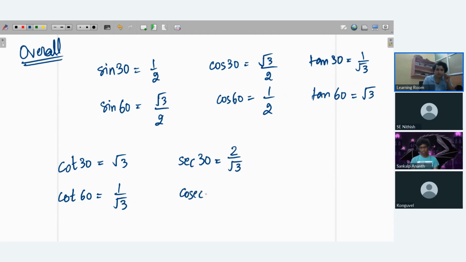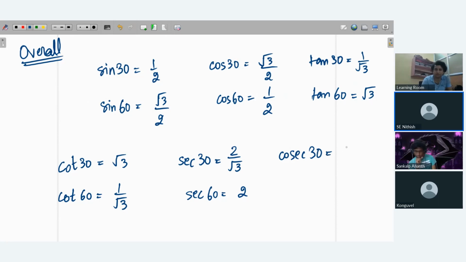Cosec 30? It's 2. Cosec 60? 2 by root 3. Same thing, sir. Okay. 2 by root 3. And if I say sec 60, sir, it is 2. Very good. Cosec 30 is 2 and cosec 60 is 2 by root 3.